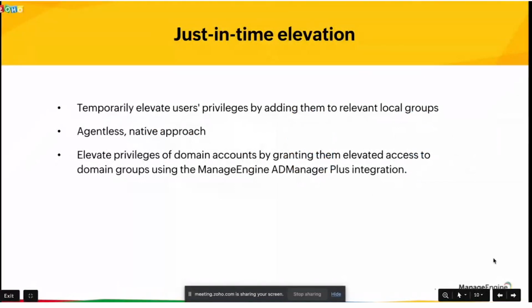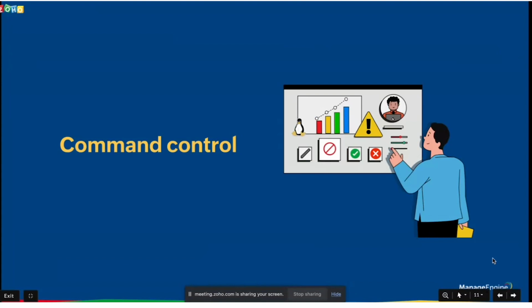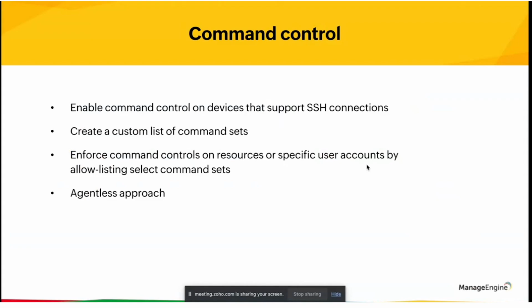Now the next topic is about the command control functionality. As we discussed, this feature enables the administrator to monitor and control the commands that privileged users execute on critical systems. Here we can enable command controls on a device that supports SSH-based connections, like a Linux device or a network-based device which supports commands, or we can also create a list of commands which can be executed on the particular machine. And this is going to be an agentless approach again.